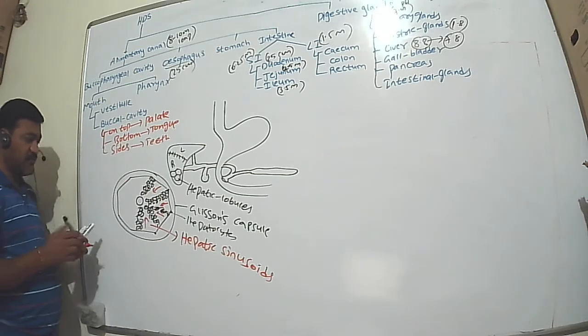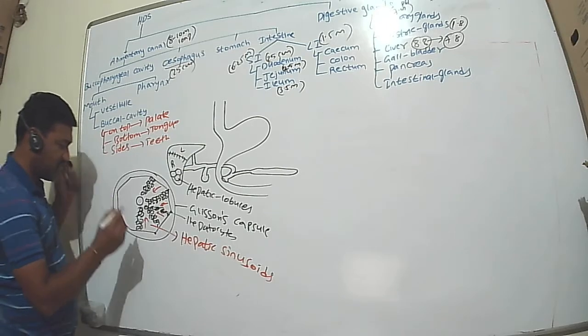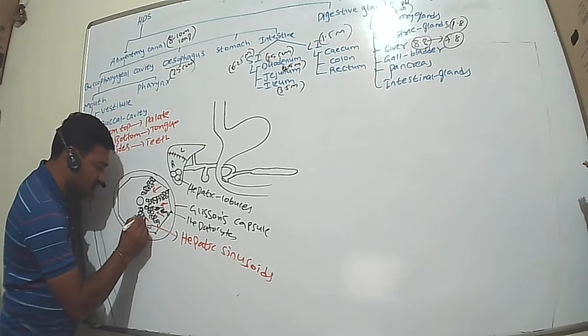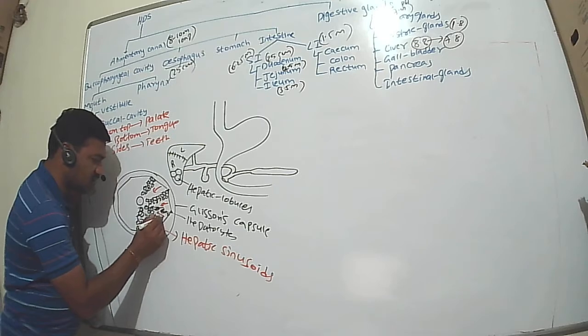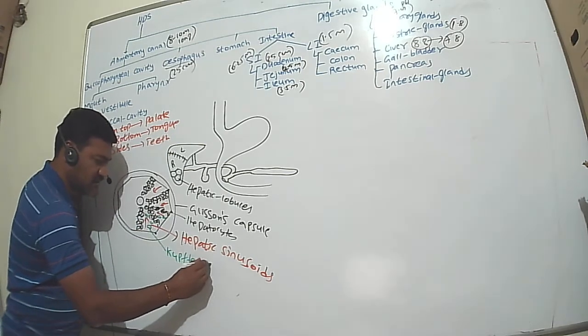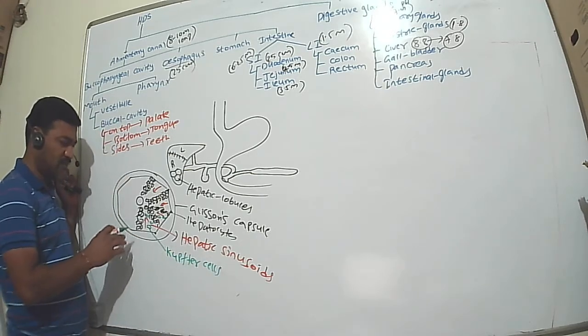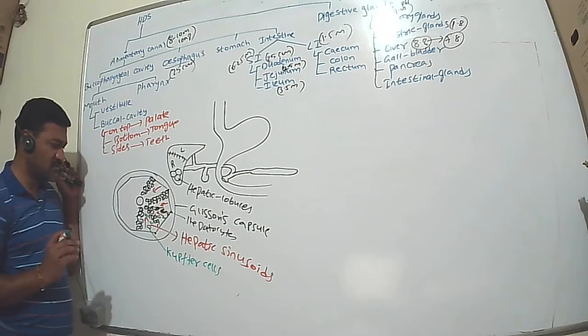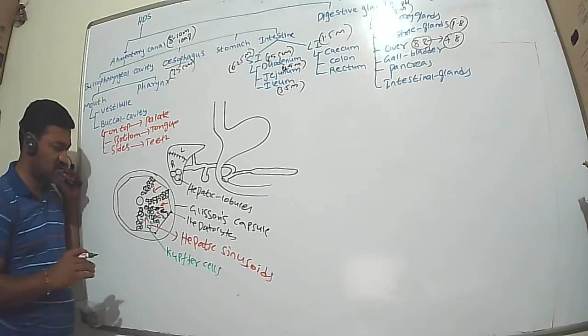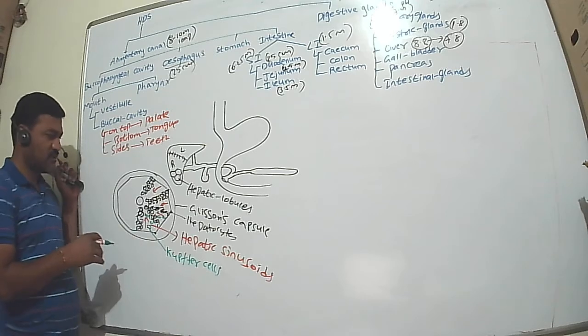And very important, in these hepatic sinusoids you have some cells which are phagocytic in nature. These are called Kupffer cells. They kill any bacteria which are in the blood coming into the liver. Kupffer cells are the same as white blood cells. They wander in the hepatic sinusoids. They are phagocytic in nature. They kill any bacteria which come into the liver.